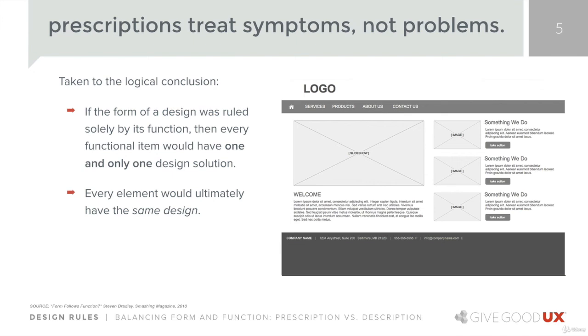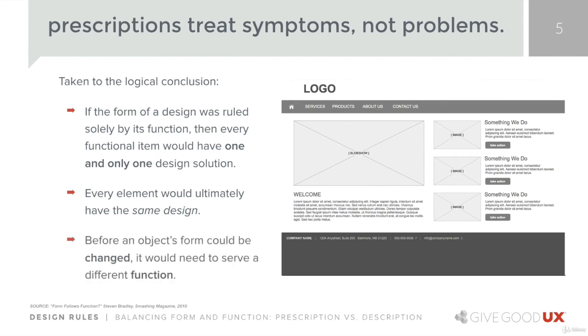The thinking here goes that before an object's form can be changed, it would need to serve a different function. So if a website is a website is a website is a website, none of that would change until it became something else, like a mobile app, which concurrently means that all mobile apps would look alike as well. All right, you see the problem here?